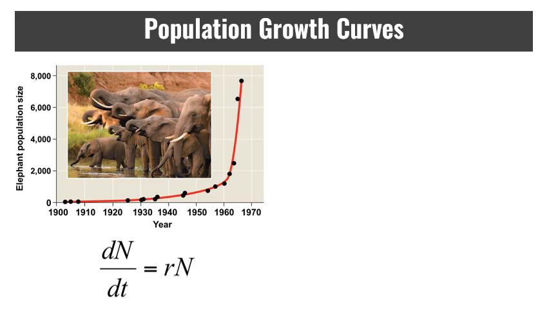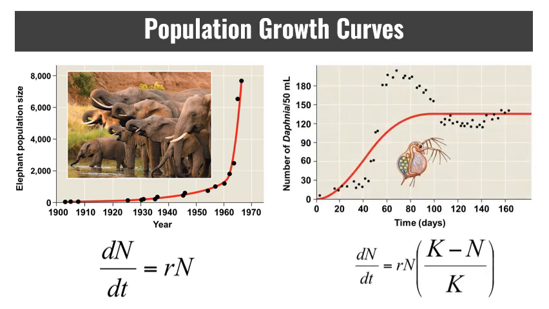Elephants in this example are growing exponentially because we're protecting them and not hunting them to death, so their numbers were way lower than they should have been. Most organisms will eventually be limited by factors, both biotic and abiotic, in the ecosystem, and will instead exhibit logistic growth. There is a carrying capacity, K, that limits the growth of the population.